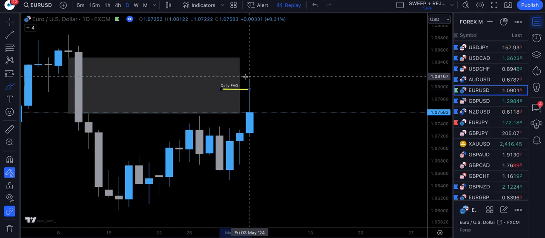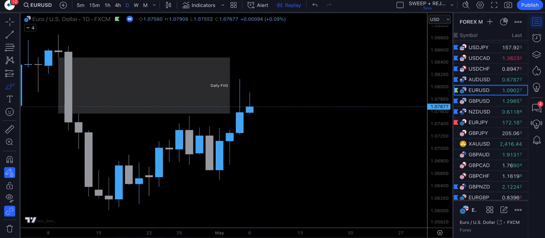We use the daily fair value gaps in order to gauge trend direction, and then we use order blocks in order to look for a pinpoint entry on our lower time frame. So without any further ado, let's just jump straight in and show you guys an extremely profitable strategy.